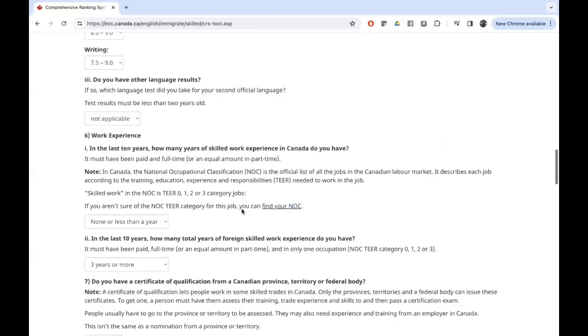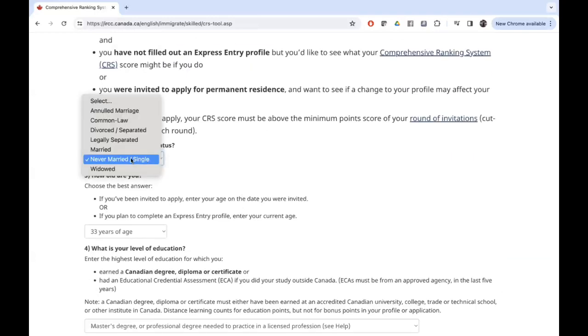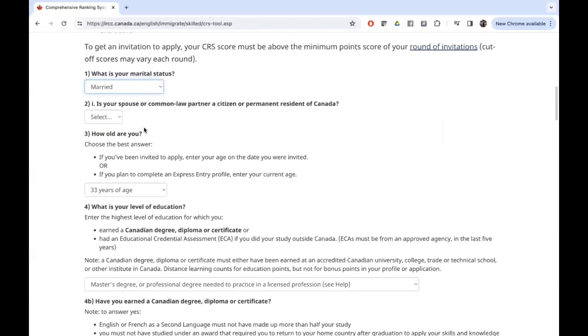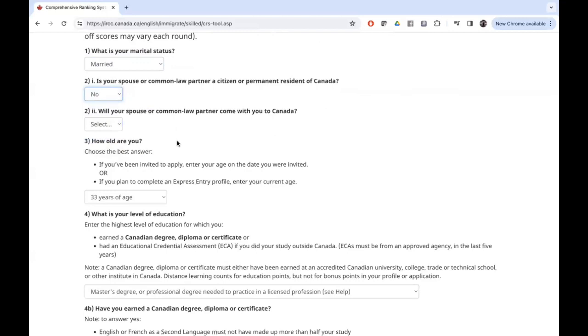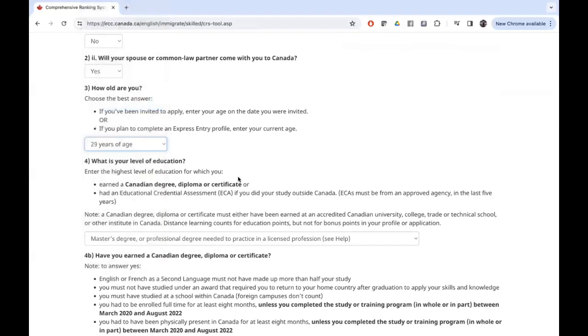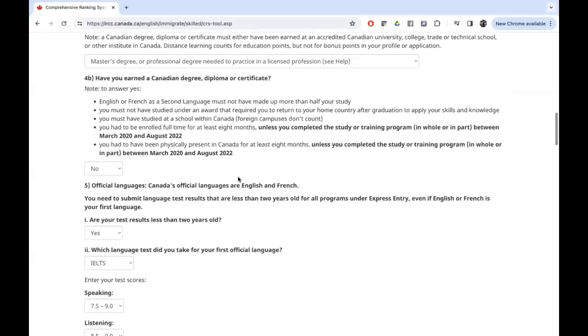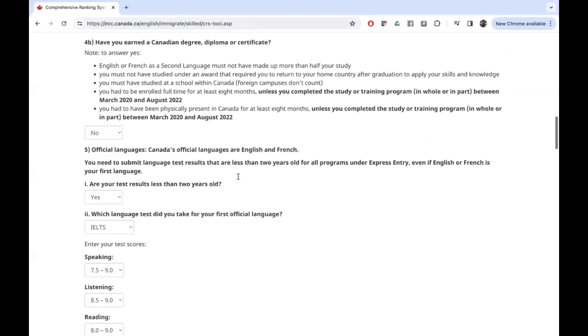Now we say, okay, I am a married person and I have a spouse. So let's say I'm married. Is your spouse a common law partner, a citizen or permanent resident? So no, we say no. Will your spouse come with you to Canada? I say yes. How old are you? I keep it, okay, let's go back to, let's say 29. What is your level of education? I keep it to master's. Other things, I say no.